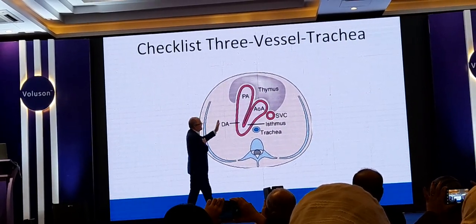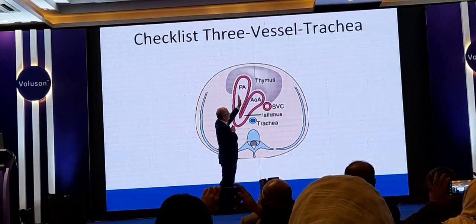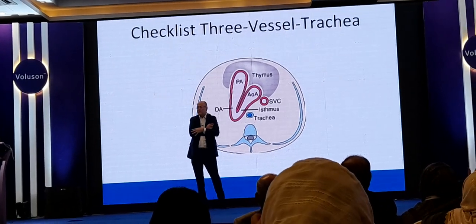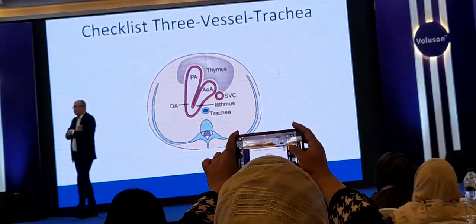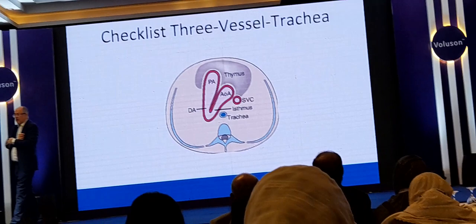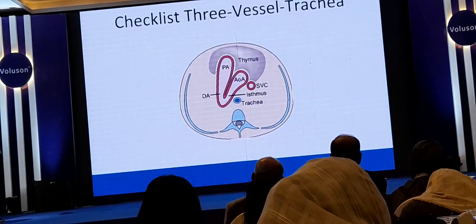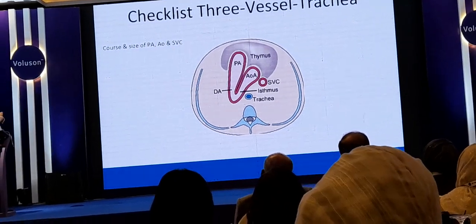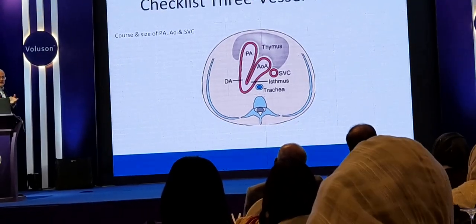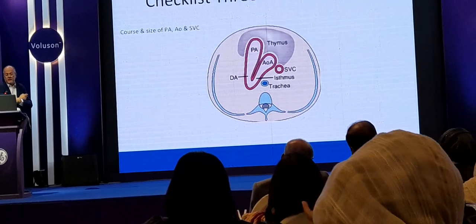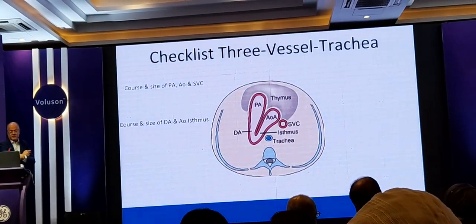Remember, those PAS or SAP come together. Pulmonary, aorta, superior trachea. In that order, you can see the little trachea, and that's also where you see the aortic isthmus and the ductus arteriosus. We're going to make sure that the course and the size of the pulmonary artery, aorta, and SVC are correct.